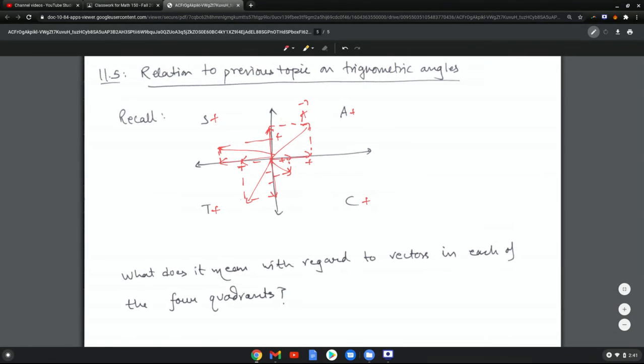Next week, we're going to learn how to numerically add two vectors, not just graphically, and we will be using the components of the vector to do that.